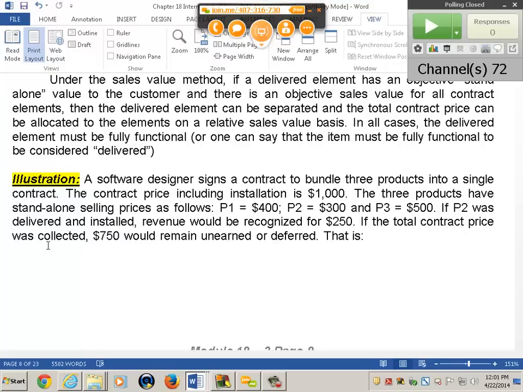So if each one was installed separately, I would be able to have 400 for P1. Then if I installed at a different school, P2, 305. I have a fixed contract price of $1,000. What I'm going to need to do is to allocate that contract price to each component and recognize revenue as it is delivered. Because only if, by the way, only if it's fully functional on delivery.